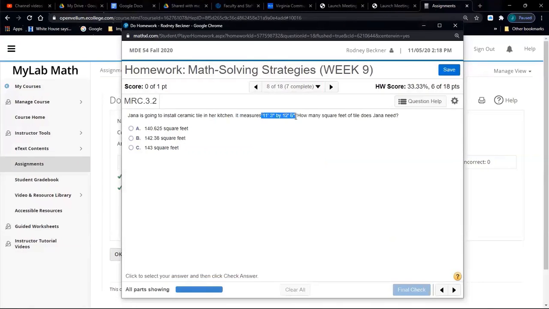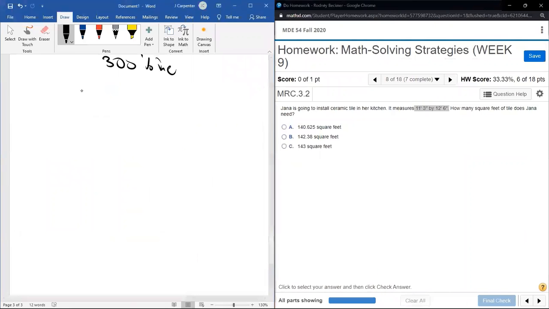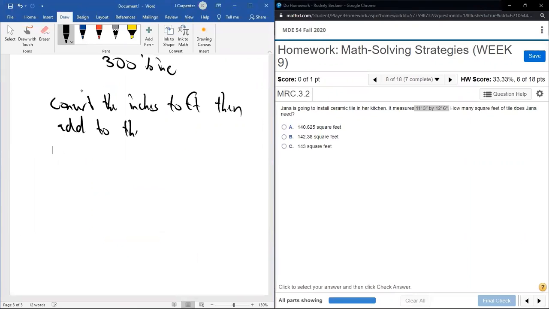Now, calculators are not really capable of converting, of putting feet and inches in them. So we're going to have to do a couple of things here. We're going to have to convert your inches to feet and then just add them to the feet. So let's go back to this. So we need to convert the inches to feet, then add to the initial feet.